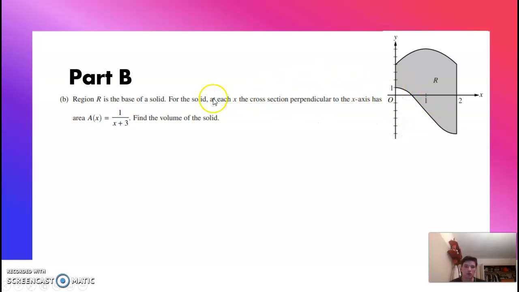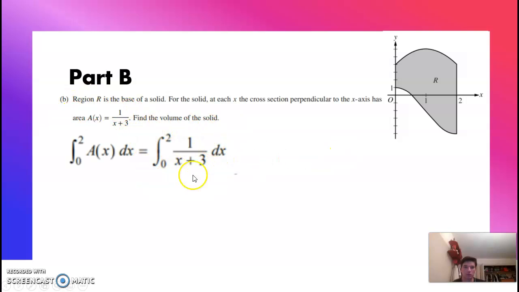Right here it says for the solid, at each x, the cross-section is perpendicular to the x-axis. So they're telling us which way to slice it. We have to slice it from top to bottom pretty much. To find this volume using cross-sections, we're going to have to multiply the area of the bases by the heights of it.